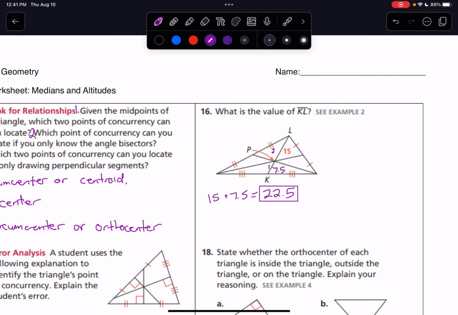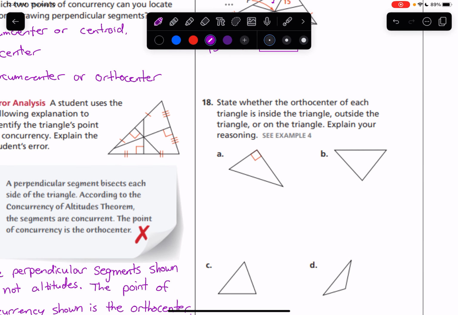There we go. Number 18, state whether the orthocenter of each triangle is inside or outside the triangle or on the triangle. Explain your reasoning. So this first triangle is a right triangle, and in a right triangle, the orthocenter is on the triangle. So we're going to say it's on because it's a right triangle. B, this triangle has 3 acute angles, which means the orthocenter is inside the triangle. So it's in because this is an acute triangle.